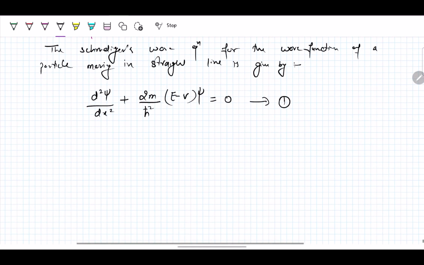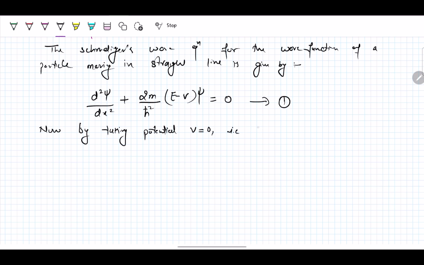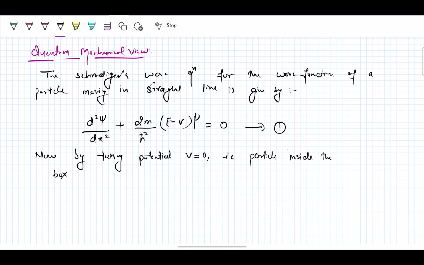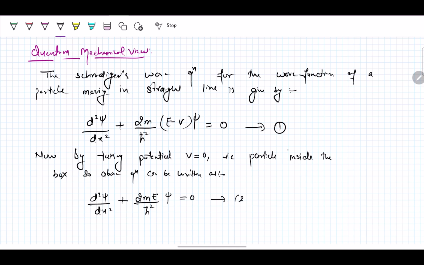As we know, inside the box we are taking the potential as 0. So by taking the potential V equals 0, that is, for the particle inside the box, equation number 1 can be written as d square psi over dx square plus 2mE over h cut square psi equals 0. This is my equation number 2.